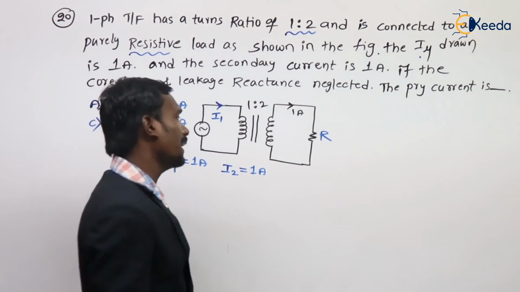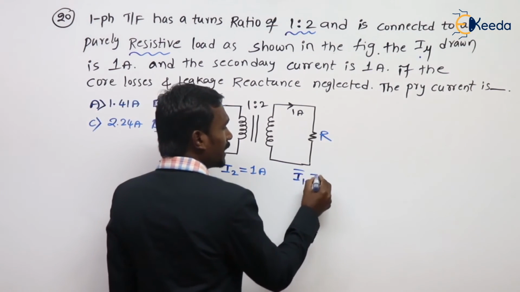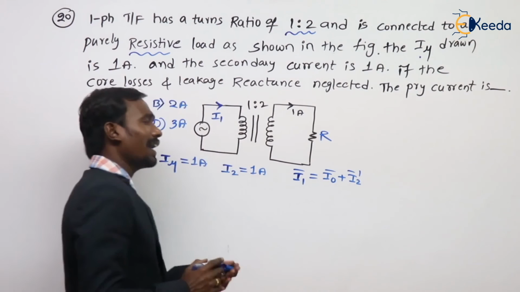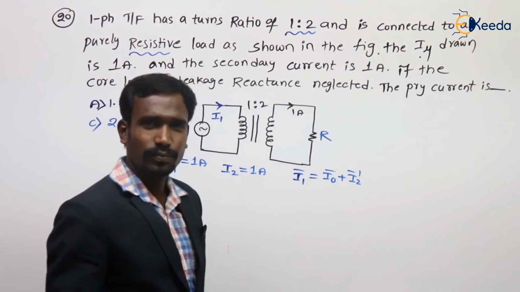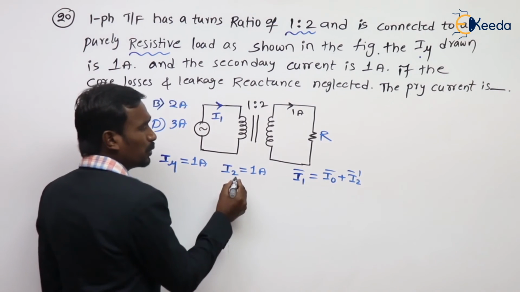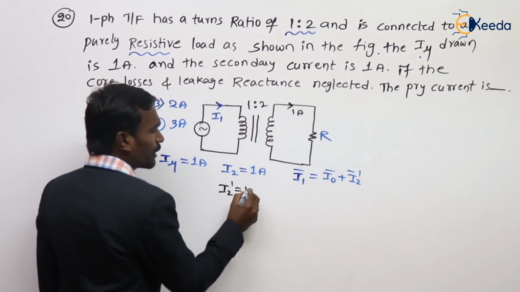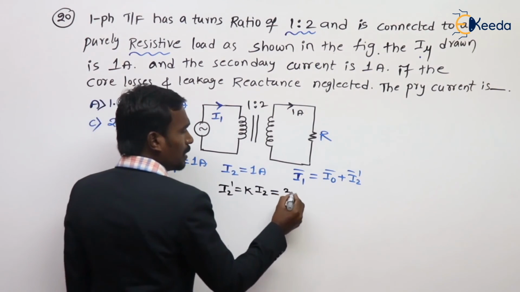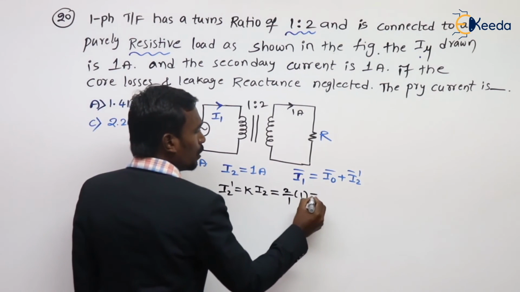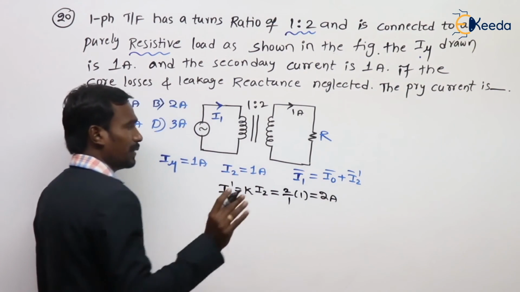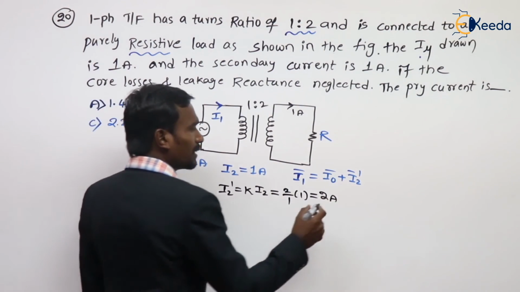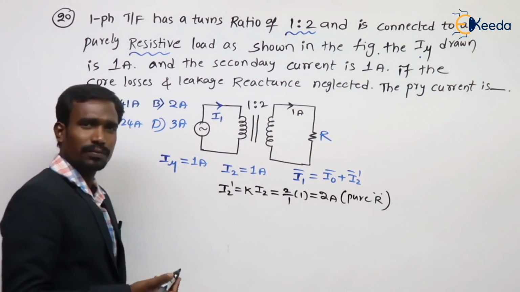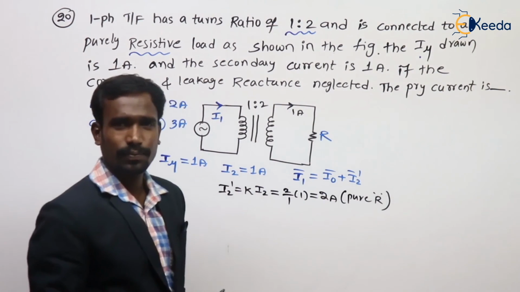Actually, what is the primary current? The primary current I1 is equal to I0 plus I2 dash. Here I2 dash is equal to K into I2, where K is equal to N2 by N1. So I2 dash is equal to 2 amperes. This is pure resistive load current, 2 amperes.